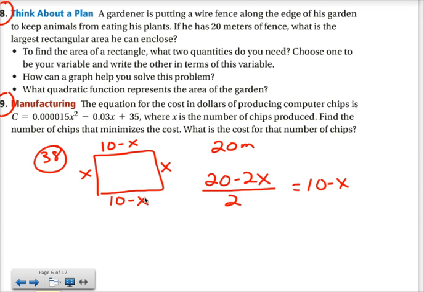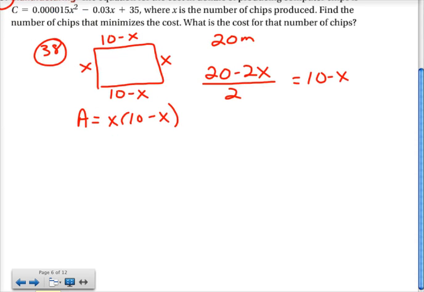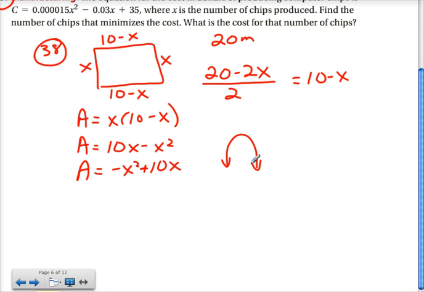And if I'm going to figure out what a maximum is on this, I have to find the area. So the area is going to be x times 10 minus x, because when you find the area of a rectangle, you do length times width, and that will be 10x minus x squared. But I want to have this in standard form, so I need to move my x squared to the front position. All right, now that I have this written as a quadratic, I can see that this is definitely going to open down. And so this is going to have a maximum, and it'll be located right there.